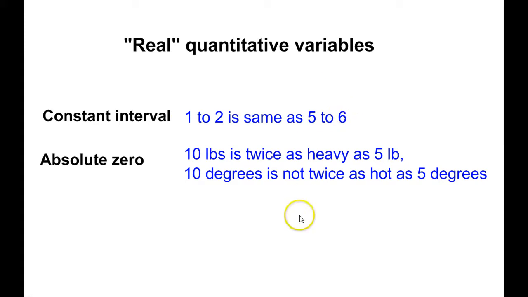Or a simple example here, the gap from 1 to 2 is the same as the gap from 5 to 6. Where that's not always the case is when you have people rank something from 1 to 5. That would be a case where people who choose 5 and people who choose 4 might have only a slight difference, but the people who choose 4 and the people who choose 3 might have a bigger gap. So that's what it means to have a constant interval.